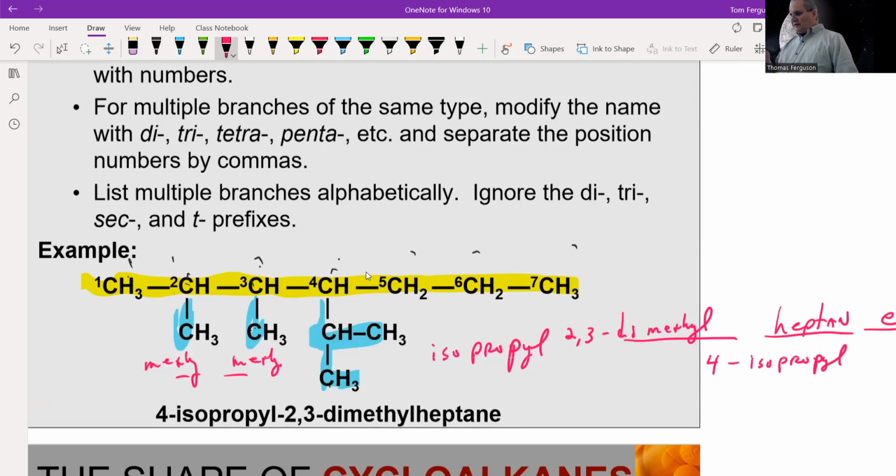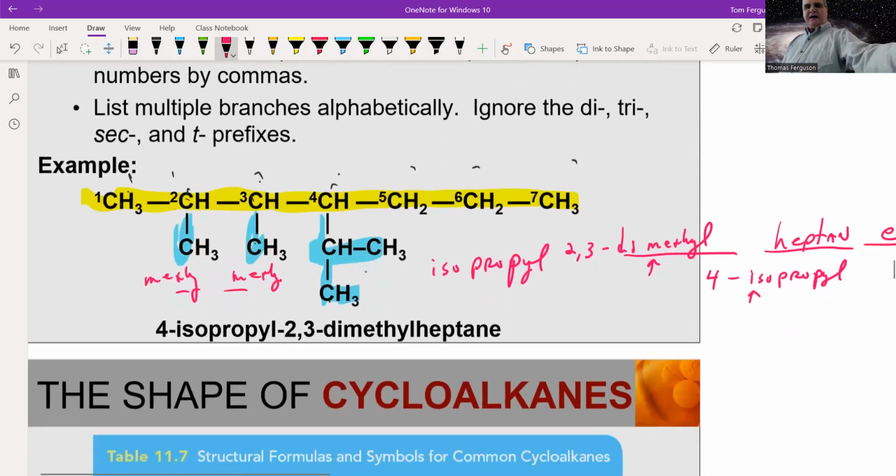Now the question is, what comes first, isopropyl or methyl? Now you have to ignore the iso. You have to ignore the di. So really we're looking at M versus I. Which would come first alphabetically? I. So that means the isopropyl has to come before the methyls. So the real answer is, no, it's right here.